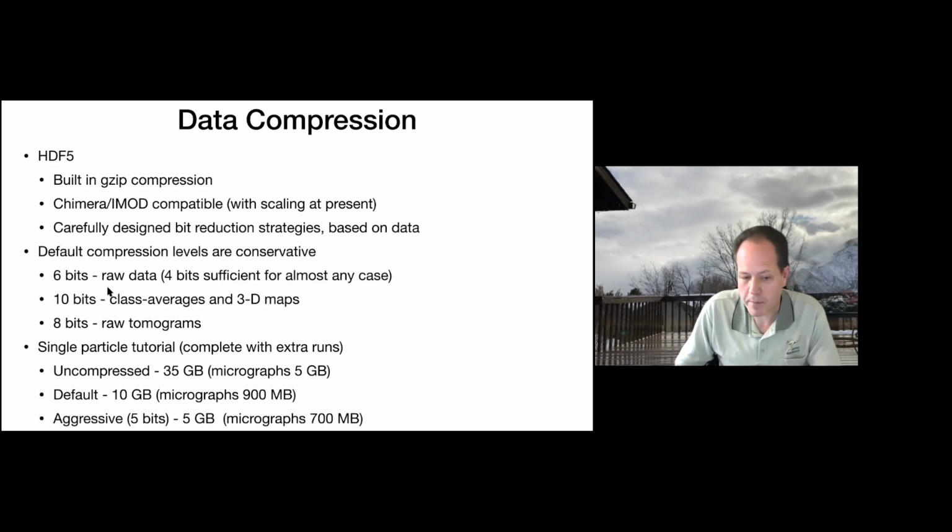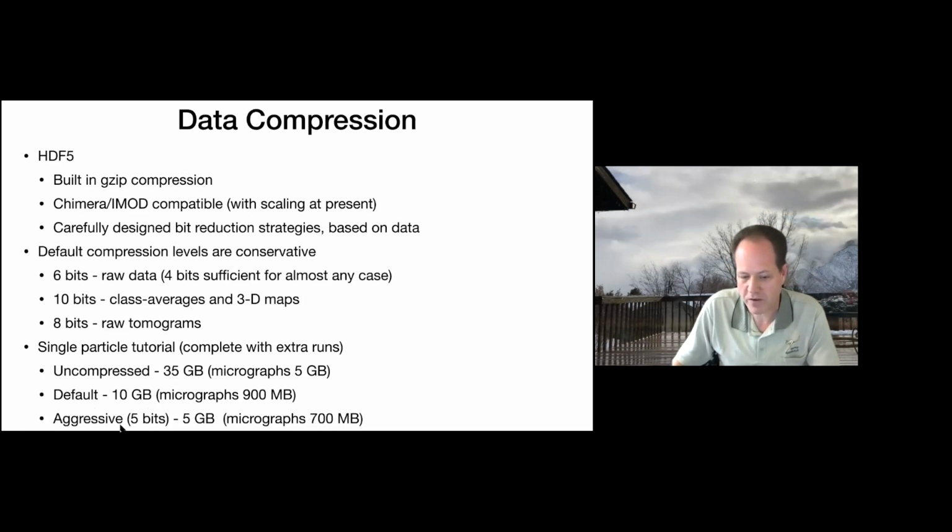And the overall impact is, if we look at the original EMAN tutorial project, if you go through the whole tutorial and do some extra runs, using the original strategy uncompressed, that's about a 35 gigabyte project. The micrographs alone are about 5 gigabytes. With the default compression strategy, you get a 10 gigabyte project, so between a factor of 3 and 4 compression, and the micrographs occupy about 900 megabytes.